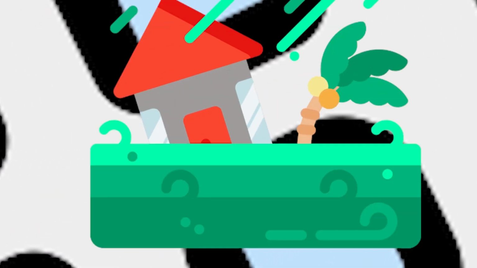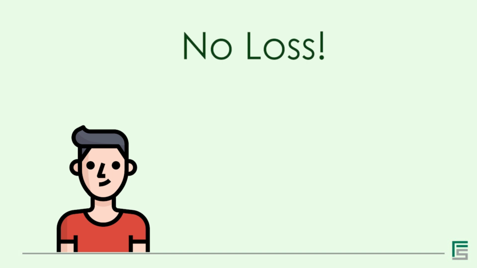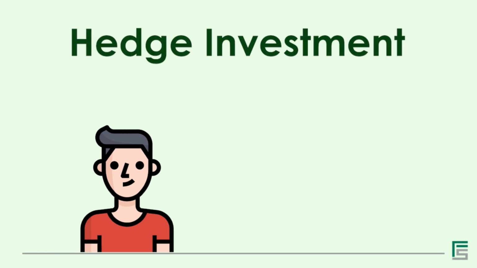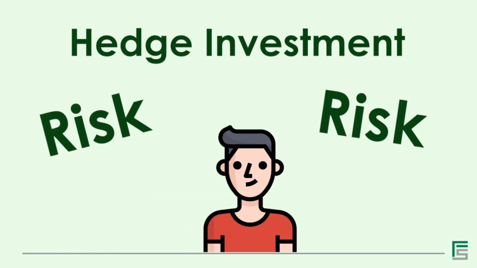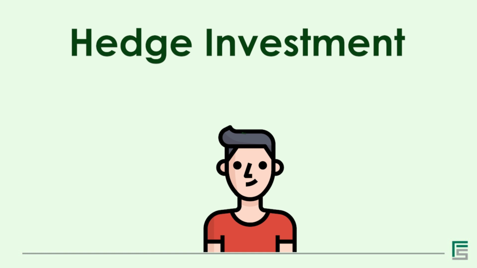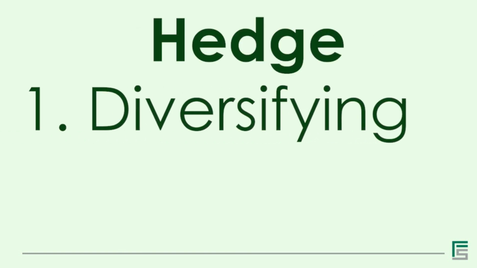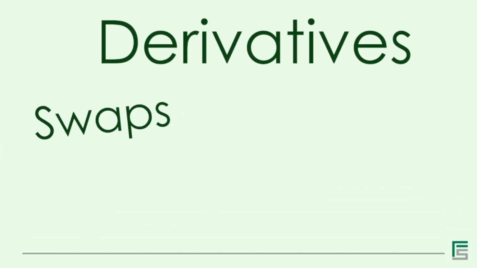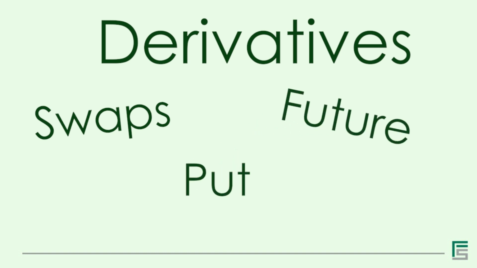Even if things go south due to disaster, he will not face loss as the value of stocks for rice and medicine will boom. This is called hedge investment, and by doing so, Ishmam minimized the risk of his portfolio. Hedging can be done by diversifying, and the other popular way of hedging is with the help of derivatives. There are many derivatives such as swaps, futures, puts, etc., which can help minimize the risk.